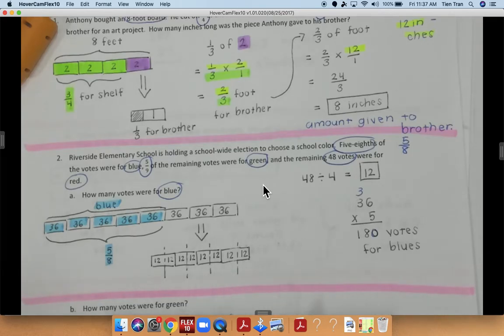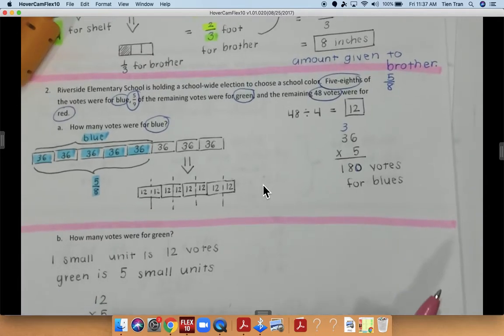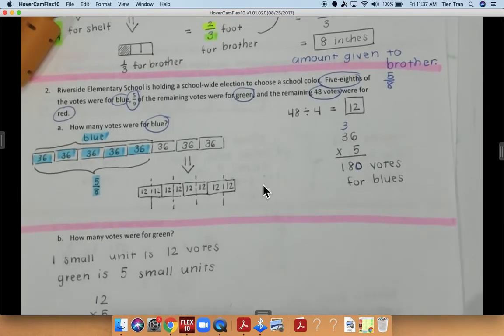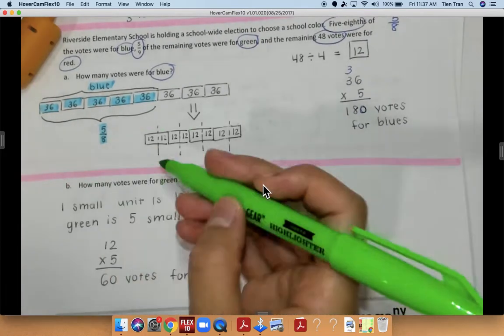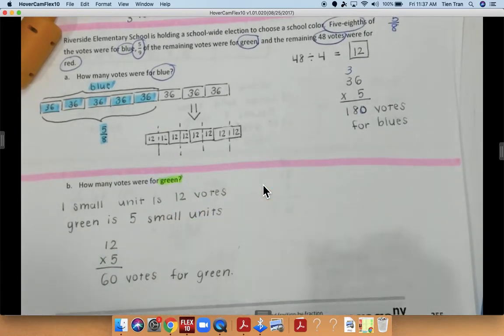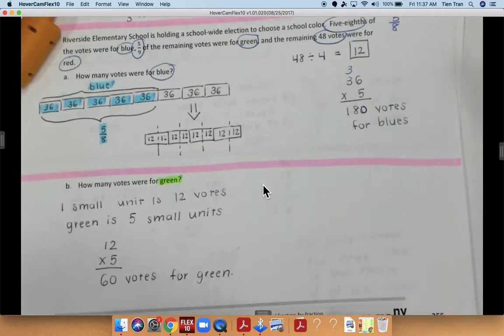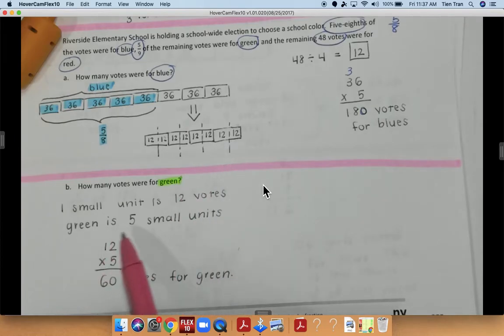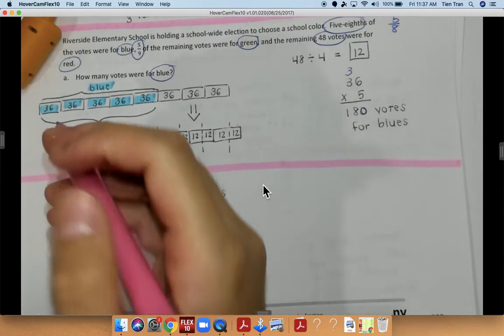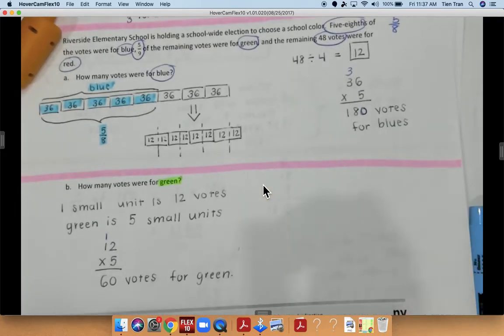Okay? Now, we're going to move on to problem B. Problem B asks you, how many votes were green? So this time around, I'm looking for green. In order to figure that out, I know that one small unit is equal to 12 votes. So green is 5 small units. So I'm going to multiply 12 times 5. 5 times 2 is 10. 5 times 1 is 5 plus 1 is 6. So I get 60 votes for green.